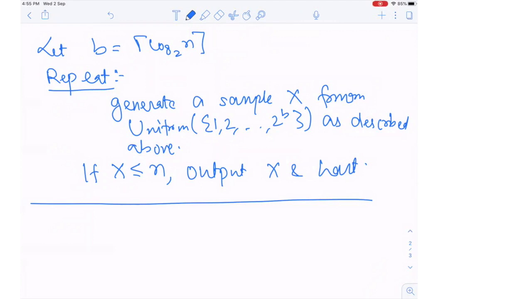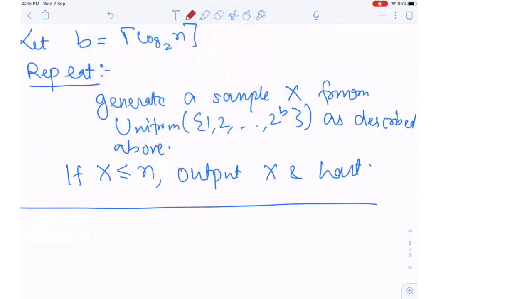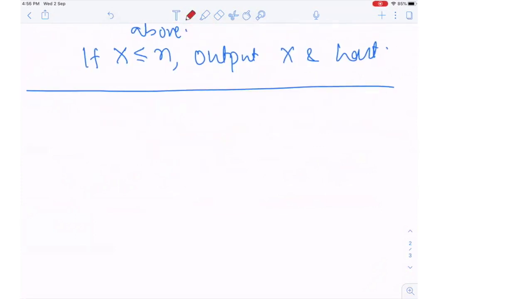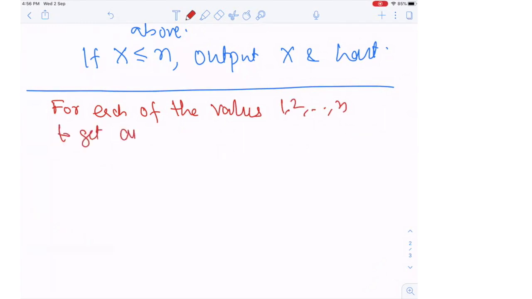Okay. Now there is a question. What we need to show is the following. What we need to show is that for each of the values 1 to n, we get an output with probability 1 over n. This is what I want to show.